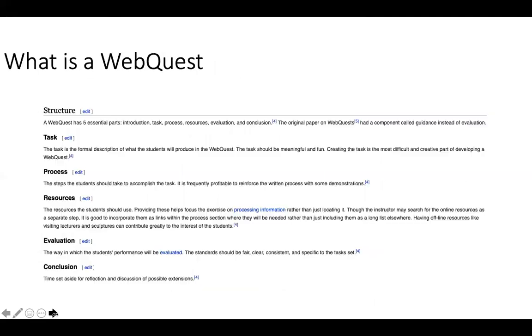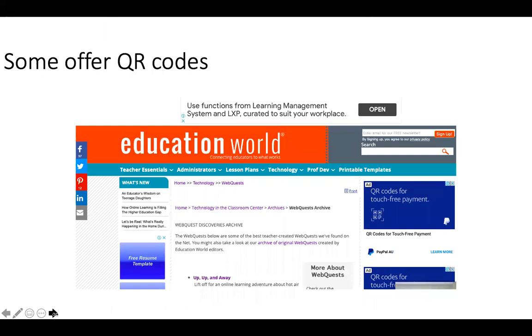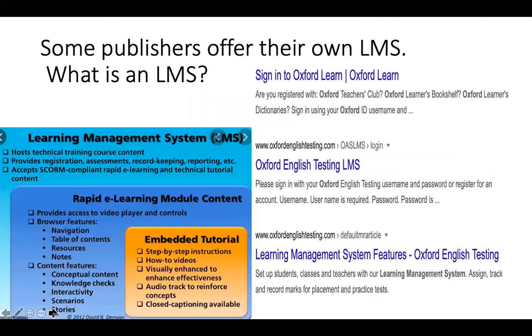And some publishers offer web quests as well, which means tasks and websites with QR codes that you go to. And some big companies like Oxford offer learning management systems where you buy that platform and it has everything there for you.